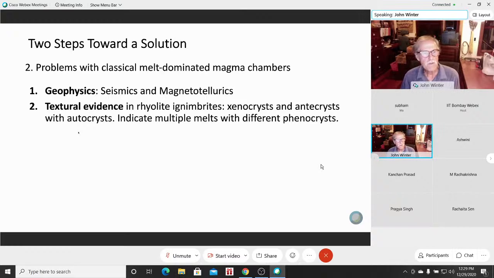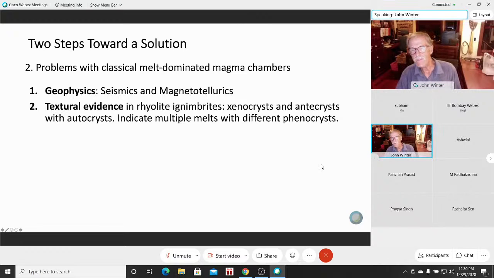So here's a few terms you might not be familiar with: xenocrysts, antecrysts, and autocrysts. Okay, they're all types of phenocrysts, which is a term I hope you remember. Okay, xenocrysts are phenocrysts that have no place in the ignimbrite that you found them in. Okay, they're the crystalline, single crystal analog of a xenolith.